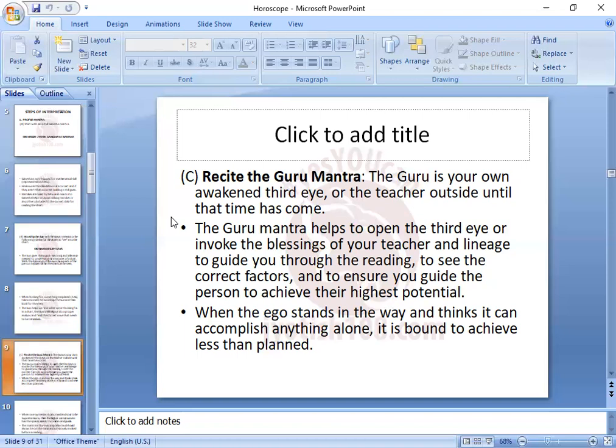So the Guru is your awakened third eye, or the teacher outside, until the time has come. The Guru Mantra helps to open the third eye or invoke the blessings of your teacher and lineage to guide you through the reading, to see the correct factors, and to ensure you guide the person to achieve their highest potential. So this is very, very important. Every time you are learning astrology from a tradition, you'd be given a particular Guru Mantra. For example, in most of the South Indian traditions, the mantra is Om Gurave Namaha, right?